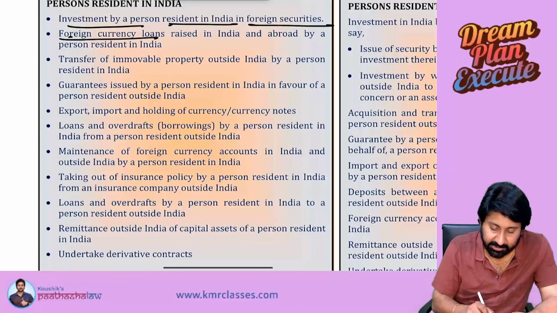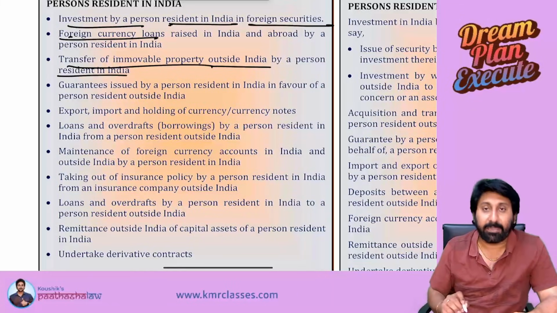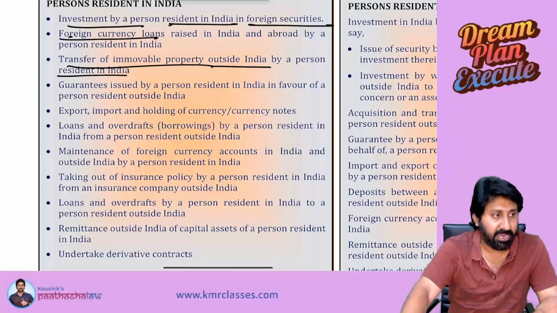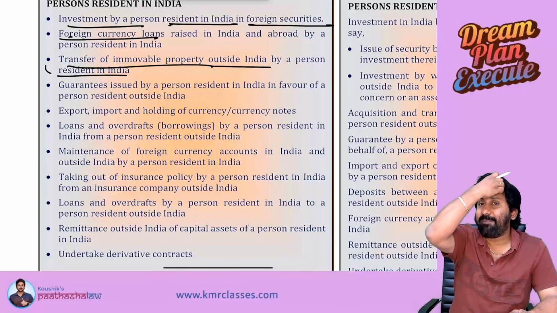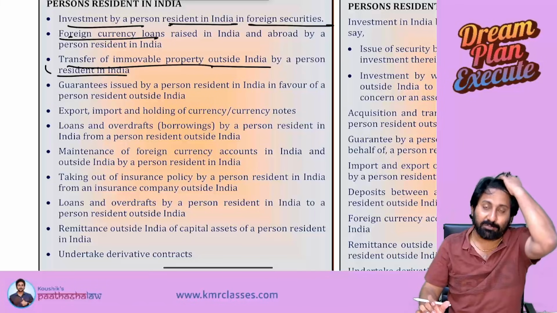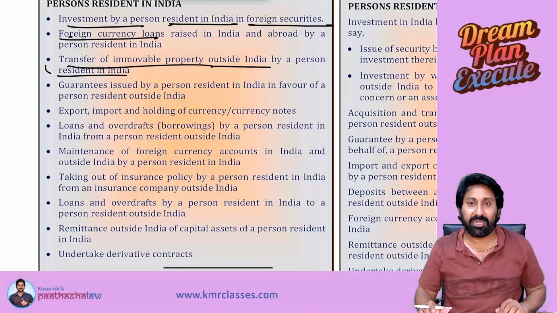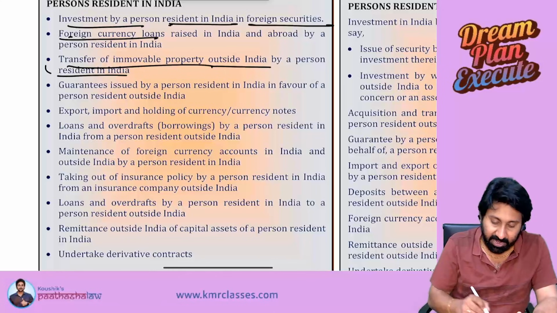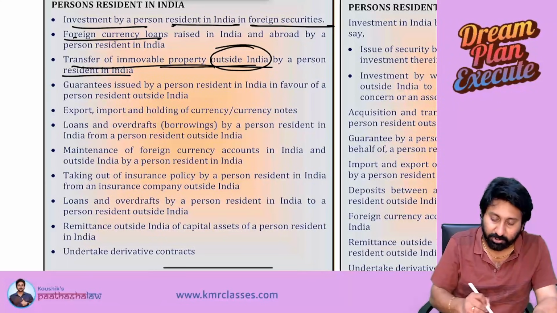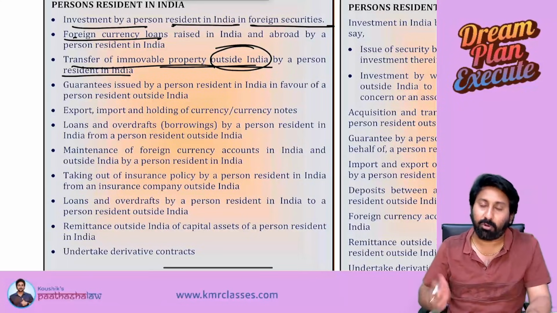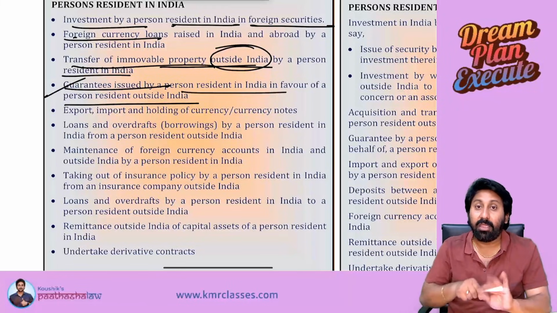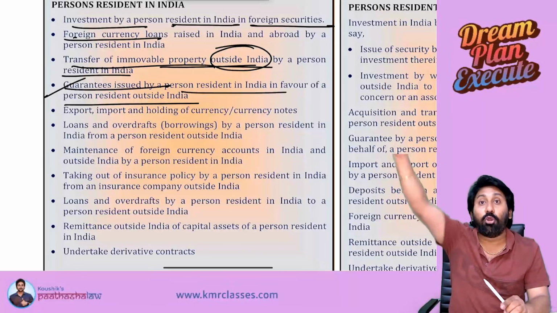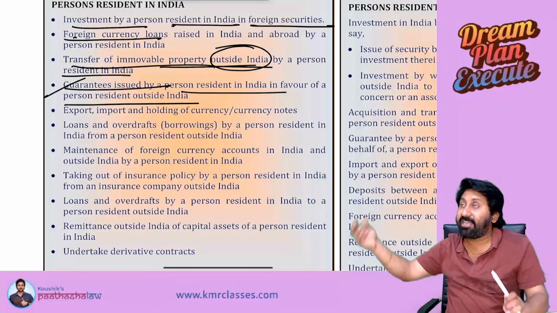Foreign currency loans. Transfer of immovable property outside India by a person resident in India. Sir, only transfer, sir. Transfer here does not mean sale. No, not that. Transfer you are making or they are making to you. It includes both purchase as well as sale. Whenever you want to buy or sell any immovable property outside India by a PRI, it attracts capital account. You can do that. Next, guarantees issued by PRI in favor of PROI. PROI outside India taking a loan from a bank outside India, and PRI is giving a guarantee for that.